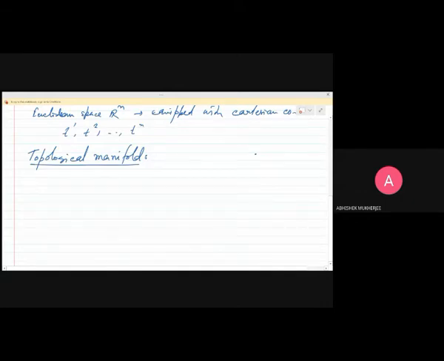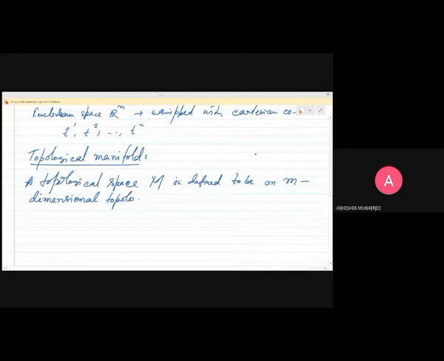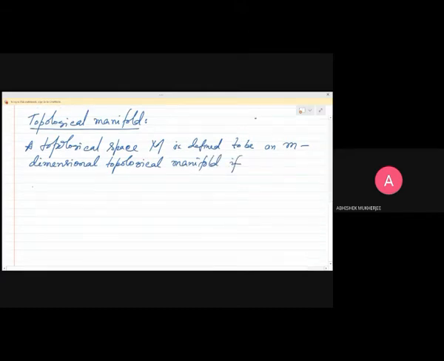The precise definition is that a topological space, suppose we denote it by M, is defined to be an m-dimensional topological manifold if, firstly, M is a Hausdorff space. What do we mean by a Hausdorff space?